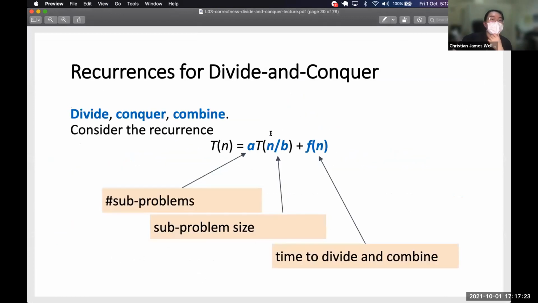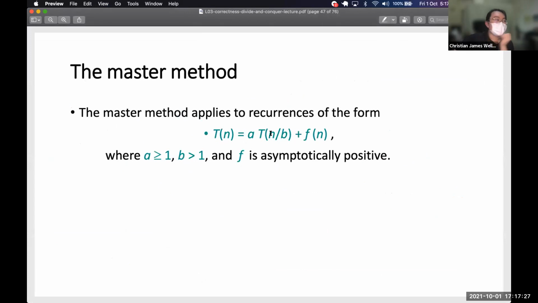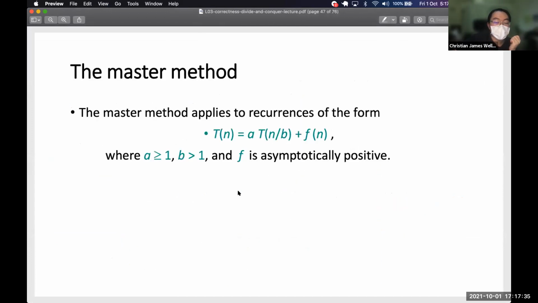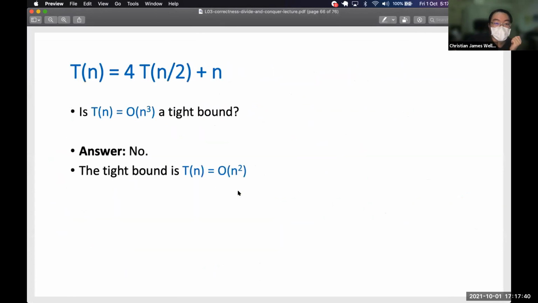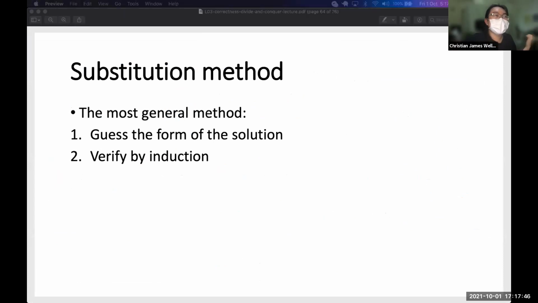I'd say that the substitution method is kind of the strongest tool to use, but it is also the hardest to use properly. The substitution method essentially says: guess the answer and then check that it's correct. Guess the answer and then check that it's correct.